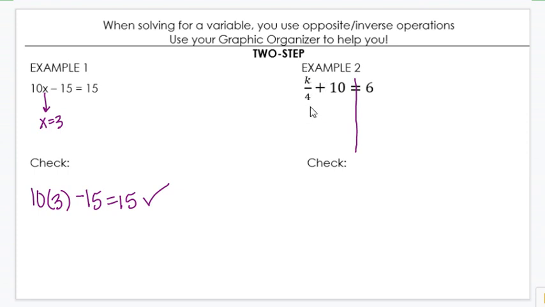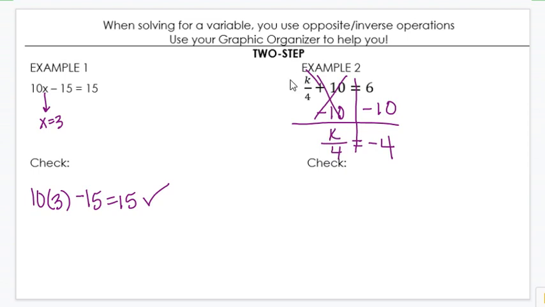So then we say, are there any terms to combine? No, we can't combine anything on this side, and we can't combine over here either. Do we have variables on both sides? No, we only have variables on the left. Are there any constants? Yes, we have this plus 10. So we're going to get rid of the plus 10 by doing minus 10. And what you do on one side, you have to do on the other, so we're going to subtract 10 over here. The positive 10 and the negative 10 cancel, leaving us with just k divided by 4. And that is equal to 6 minus 10, which is negative 4.